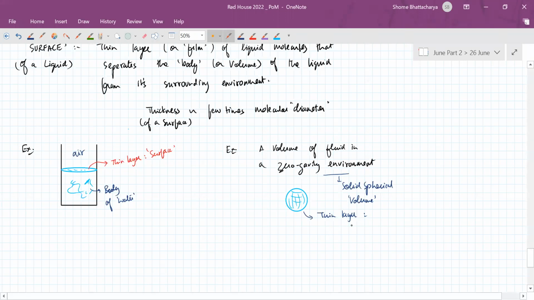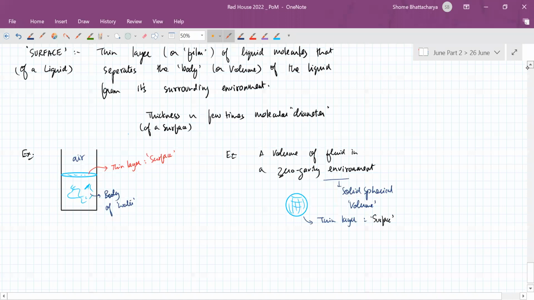So the thin layer which separates the volume of liquid inside the sphere from the outer environment, that would be the surface. So that is the definition of a surface. Now, why does a surface have elasticity?